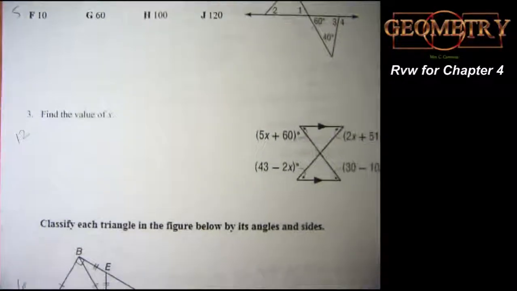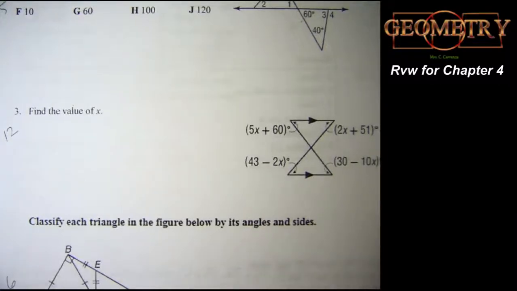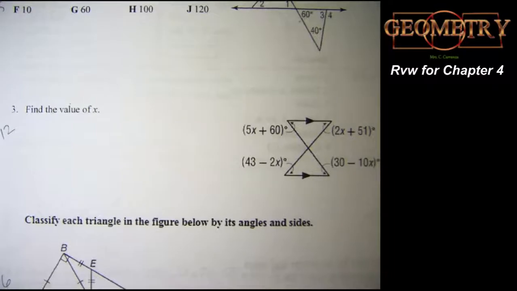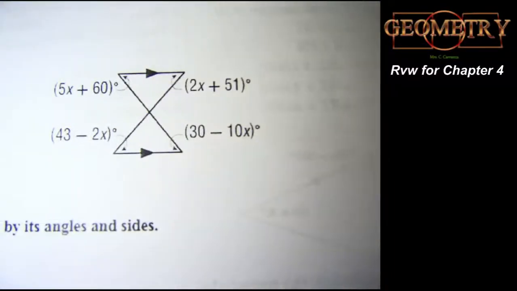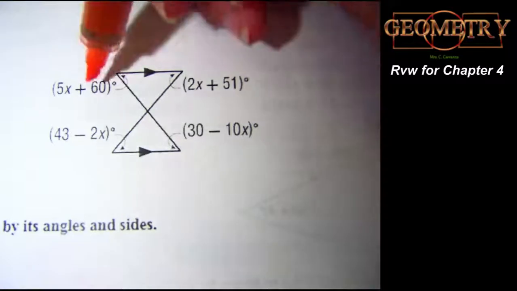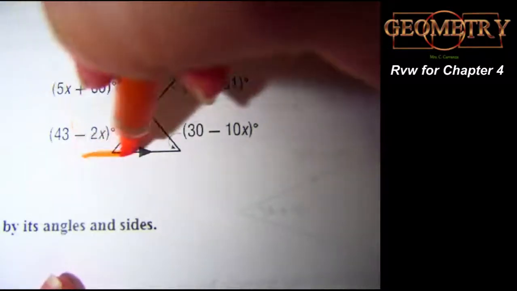The next one that got the most votes was this one, number 3, the find the value of x with the hourglass. I'm going to zoom in on the figure. What do I notice about this figure? It looks like an hourglass. You're not wrong. Lines. One more time. Parallel lines. Yeah, we've got some parallel lines happening right here.